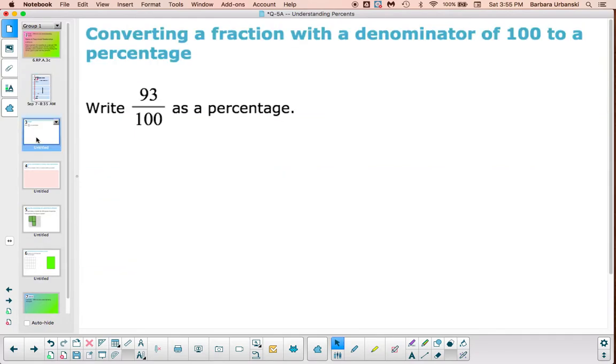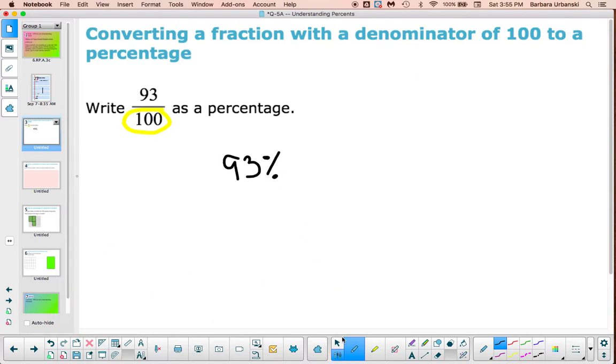So let's look at the first problem. It says write 93 over 100, or 93 hundredths, or 93 per 100 as a percentage. Well, this is easy because it's already out of 100. So it would just be 93%. So you'd have your 93%, and that would be your answer.